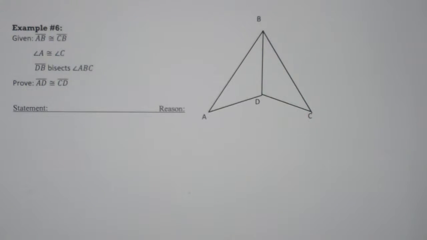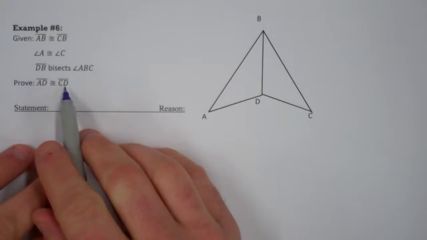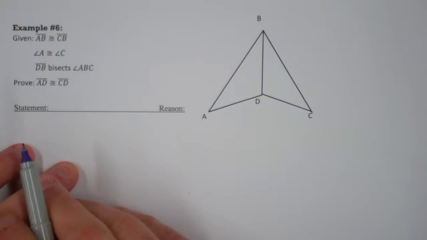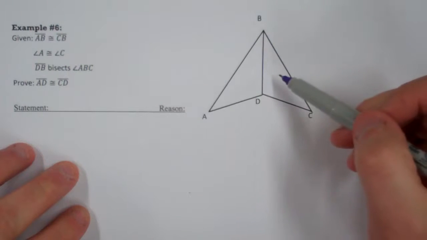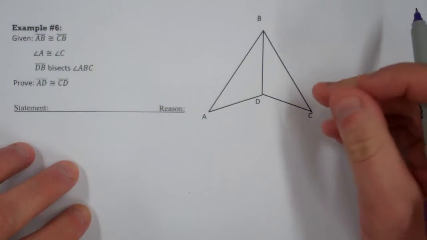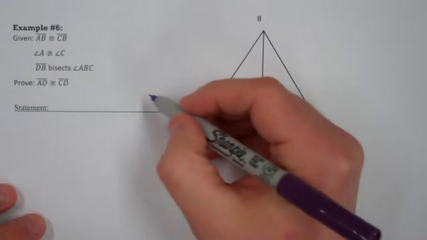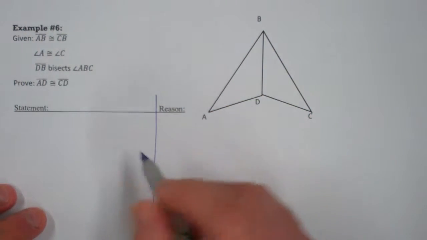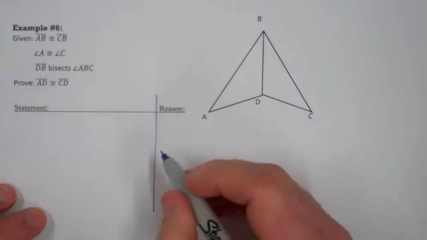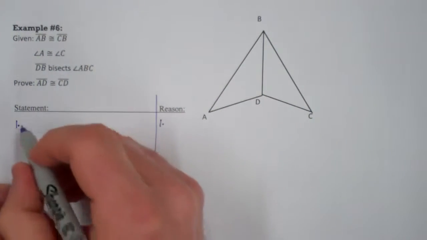In example 6, we need to prove that these two line segments AD and CD are congruent. And our pathway is going to prove that these two triangles are congruent. Then we're going to use this thing called CPCTC, which means corresponding parts of congruent triangles are congruent. So that's our goal. Our goal is to prove these triangles congruent and then use that to have our prove statement right here. And that, of course, needs to be the last one.